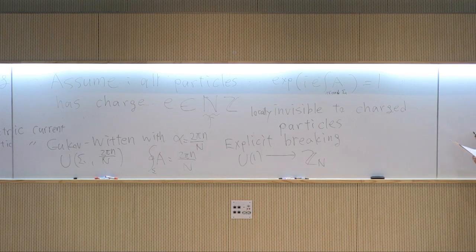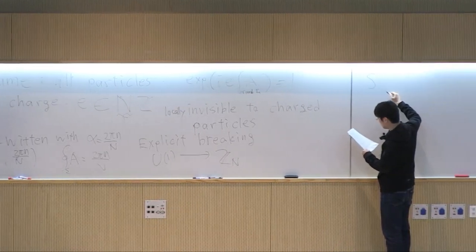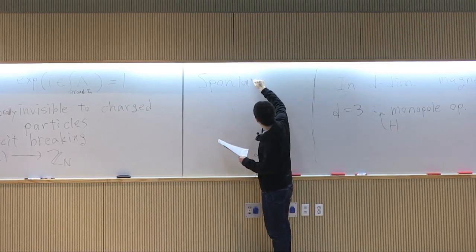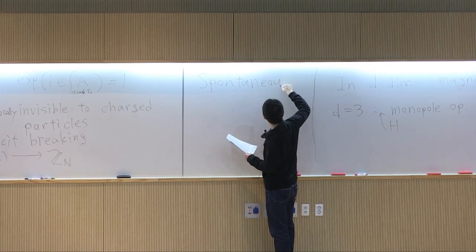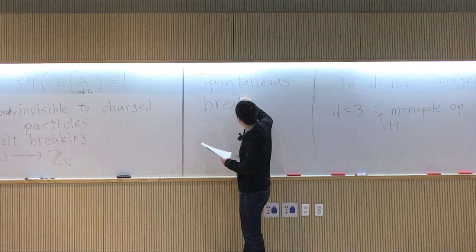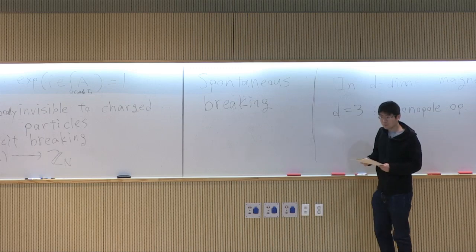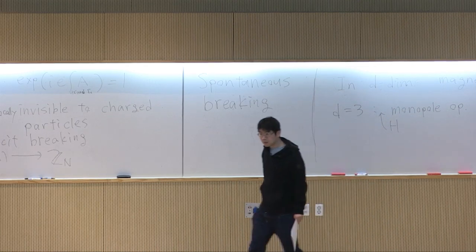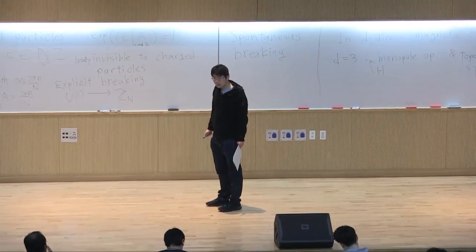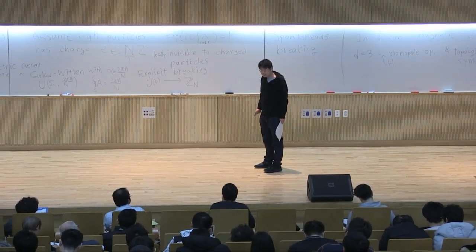Okay, so this is explicit breaking. Let me next discuss spontaneous breaking. In this part, if I consider a non-abelian, just pure Yang-Mills, let's say, then I will also have some similar breaking.